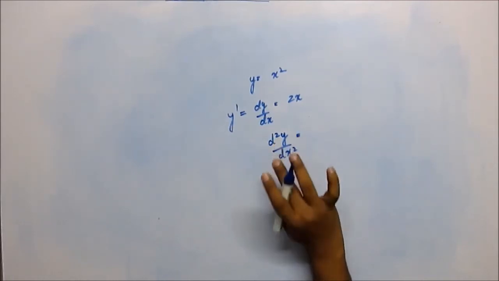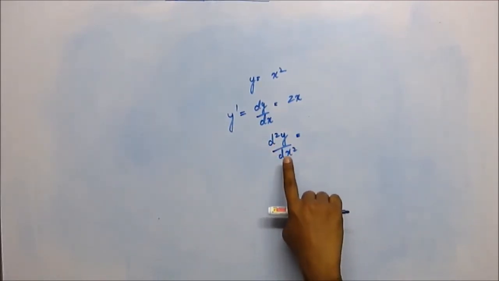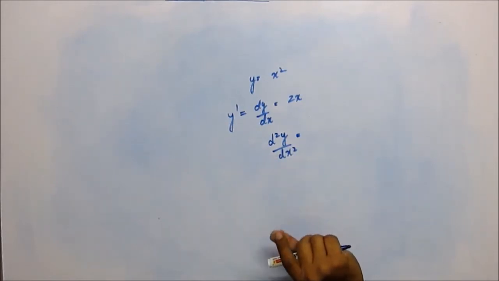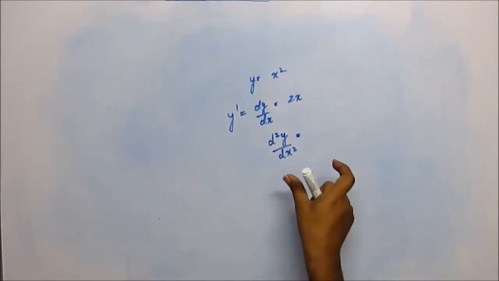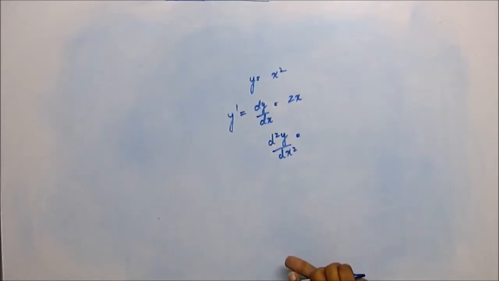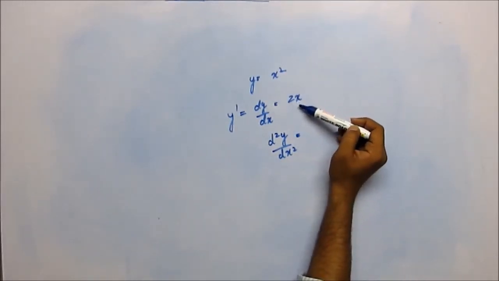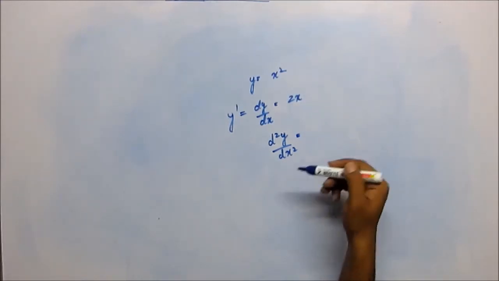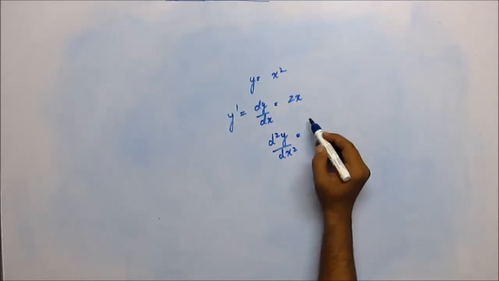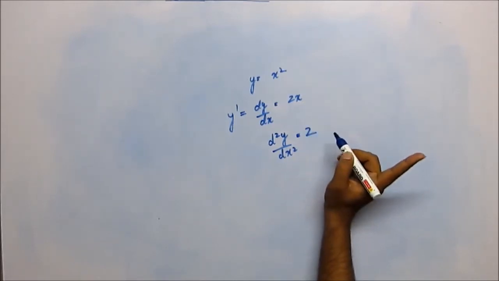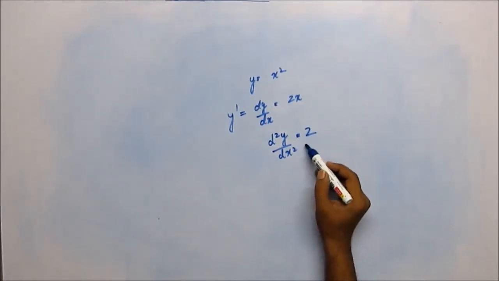d square y by dx square means y has been differentiated with respect to x. Now whatever you get, you differentiate that with respect to x once again. So when you differentiate y with respect to x, you get 2x. Now you're going to differentiate 2x with respect to x once again. When we differentiate 2x, we get 2. So d square y by dx square is 2.